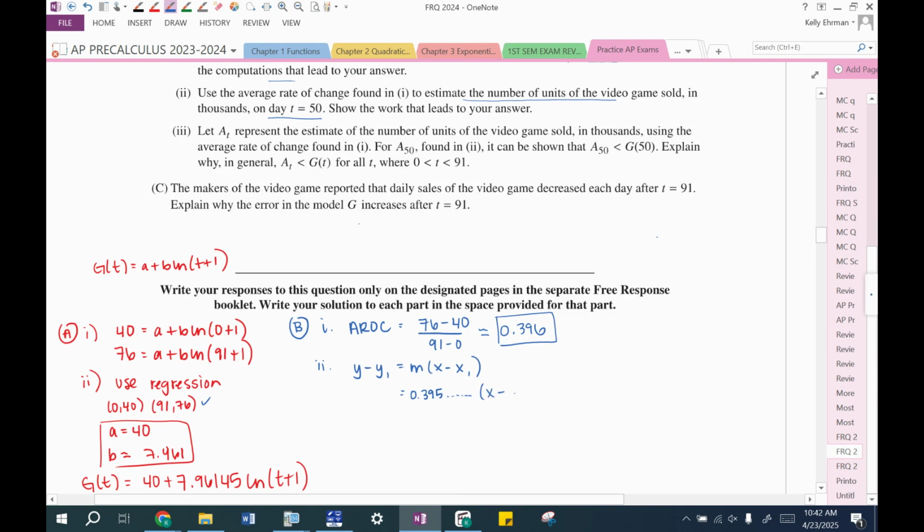X1 and y1 can be either one of the 2 points. So I'm going to use the point 0 and 40 for my x1, y1. I'm going to say that's 0, 40. But you can also use 91, 76. So it'd be x minus 0, and over here it'd be y minus 40. Okay, and then we want to find y of 50. So that's 0.395... times 50 minus 0 plus 40, because you have to add that over.